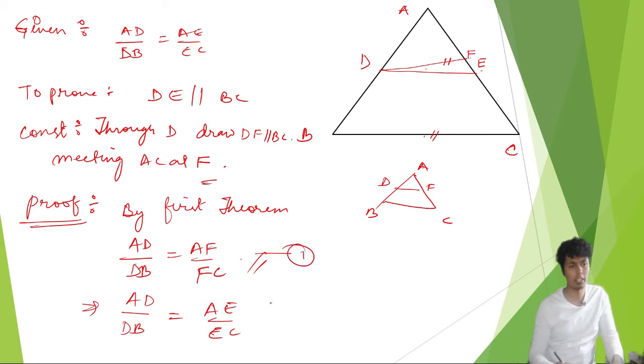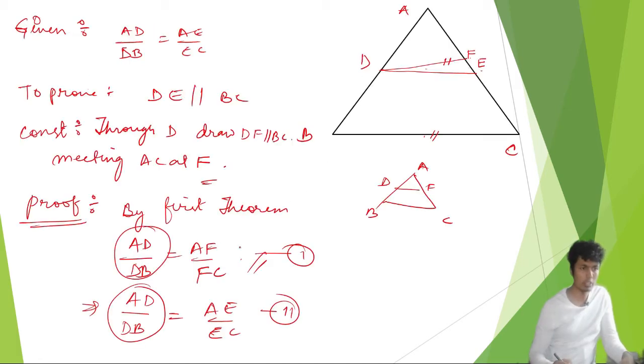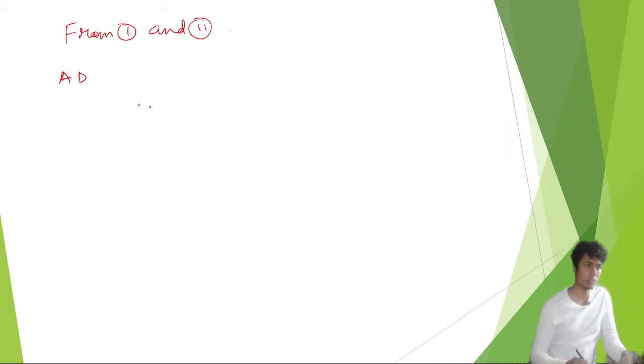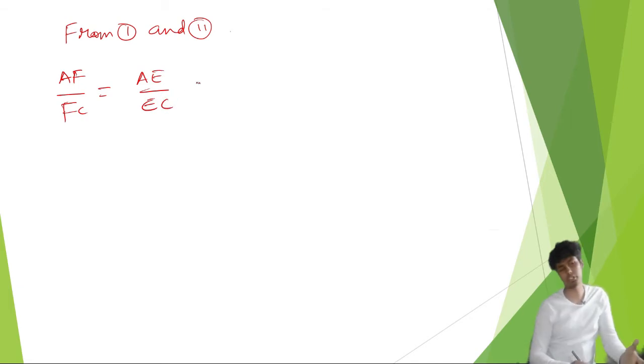So let us assume this is 1, this is 2. From 1 and 2, these two are same, right? Left hand side is same, so right hand side also will be equal. So we can write from 1 and 2, AF by FC must be equal to AE by EC. So we got so far till here.